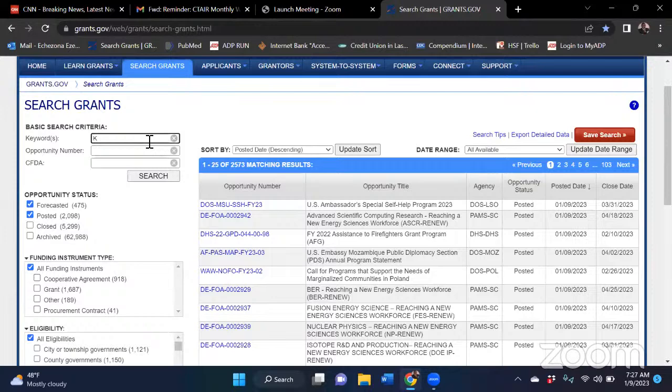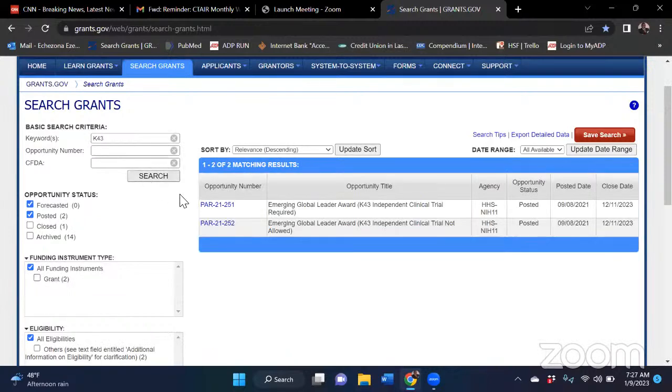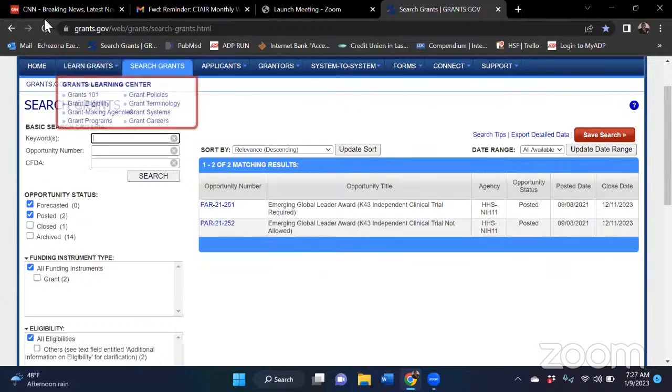And if that is your case, please send me a question, and I can focus on that later on today. But I am going to focus on this grant called K43. So if you put in K43 and you do a search, you are going to see all of those things. So to understand this, I'm going to go back again and show you all the grants.